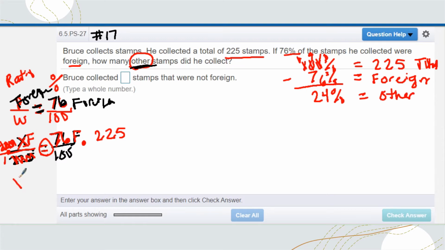And now I have x, which is the foreign coins, is equivalent to, once I solve, I'll get my answer. So I can put this over 1. And then I'm going to multiply my numerators across. So I'm going to multiply 76 times 225. And that's going to give me 17,100 for my numerator. And for my denominator, I need to multiply 100 times 1, which is 100.